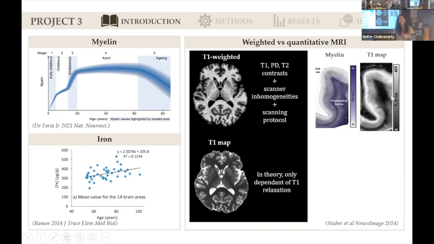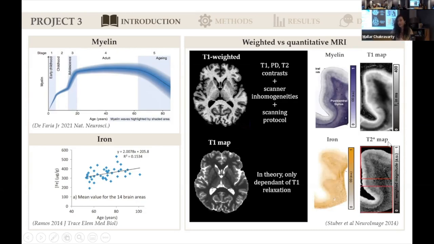So you can see here a T1 map versus a myelin staining postmortem. And you can see that where there is low T1 value here in dark, in black, there is high myelin. And there is another metric that we can extract, which is called T2 star. T2 star has been related to iron. So you can see as well that where there are low T2 star values, there is high iron in the brain.